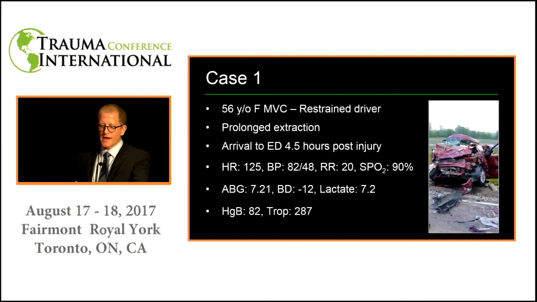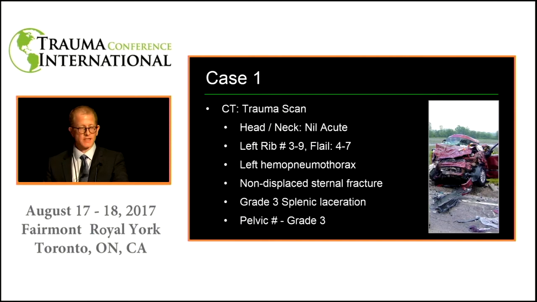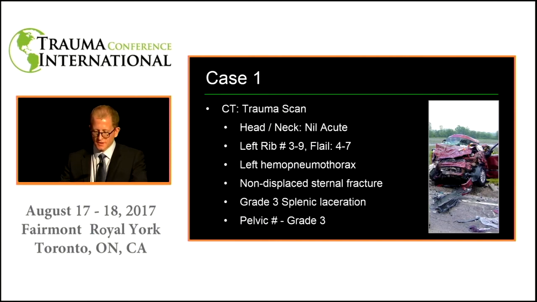So I thought I would present you a case of a 56-year-old female who was a restrained driver. It was a prolonged extrication. The arrival time in the emergency department was delayed by several hours, and you can see the vital signs as presented here. This patient is physiologically deranged. On the blood gas, the pH is 7.21, base deficit is -12, and the lactate is elevated at 7. Hemoglobin is 82, and there's also a troponin rise, suggesting a blunt cardiac contusion.